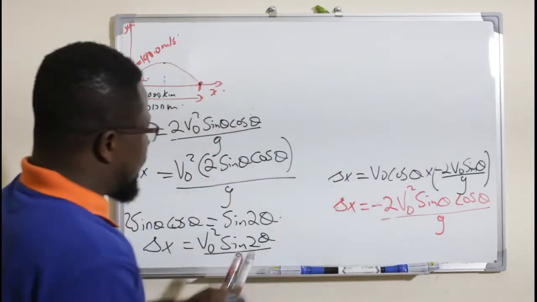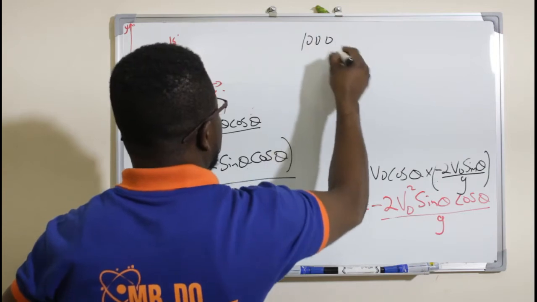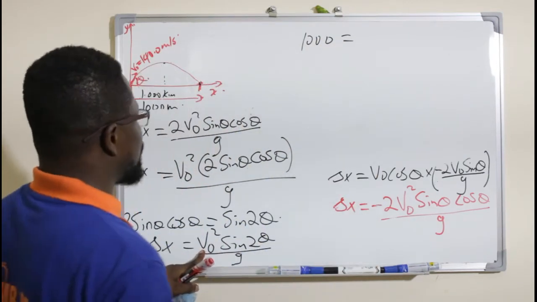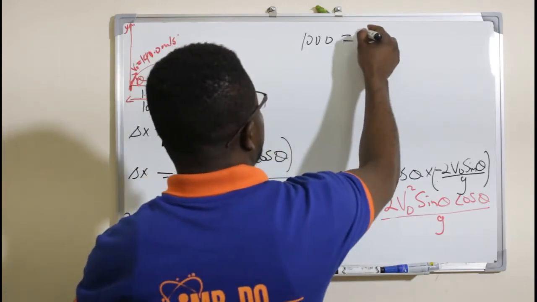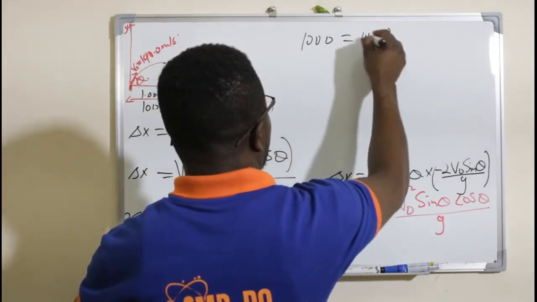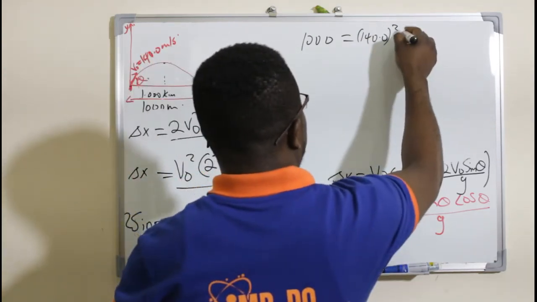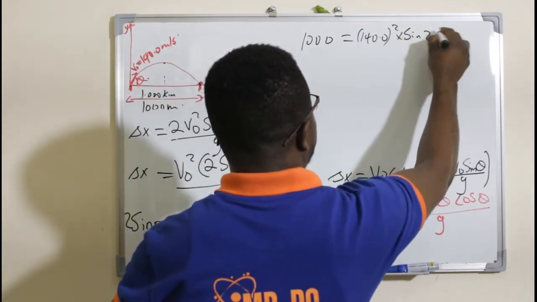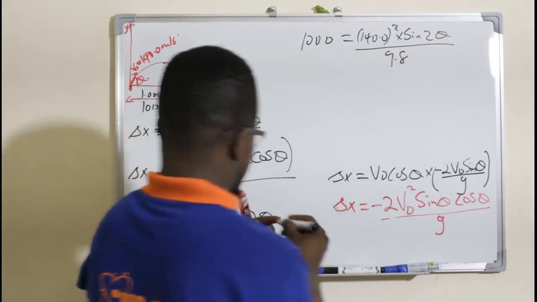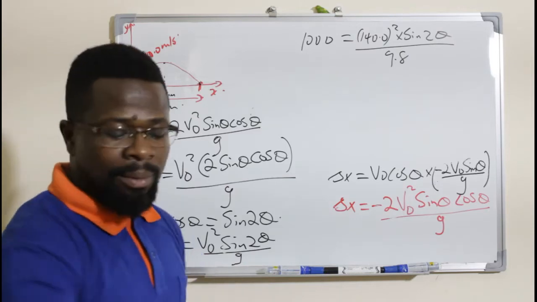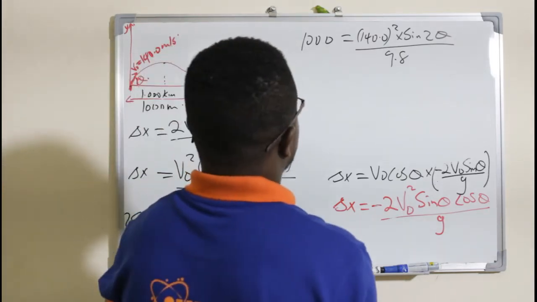To solve for theta, we have 1000 equals V naught squared, what is V naught? V naught is 140.0 squared, and then multiplied by sine 2 theta all over 9.8. Right. Let's take our calculator and do some mathematics here.